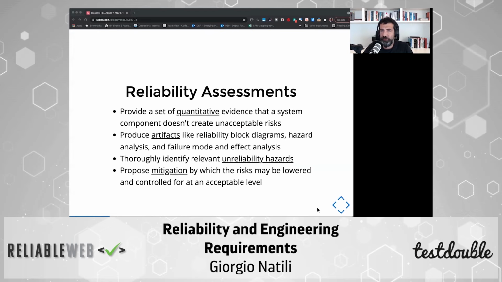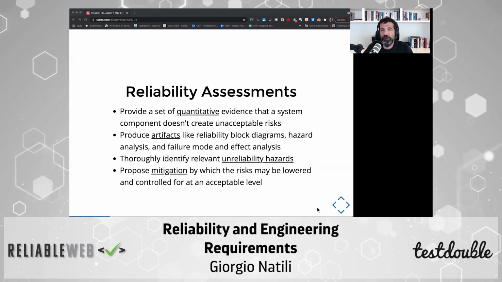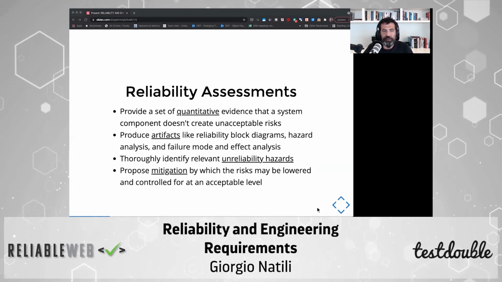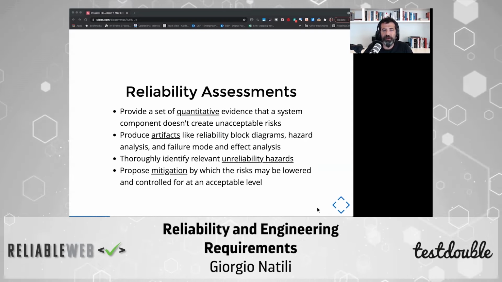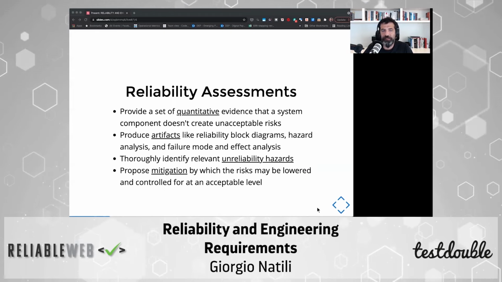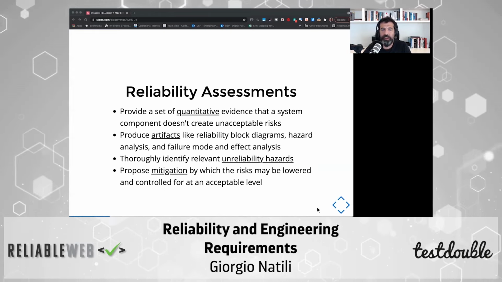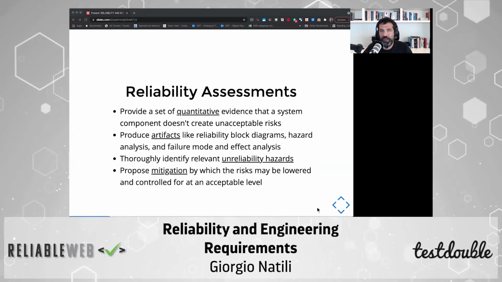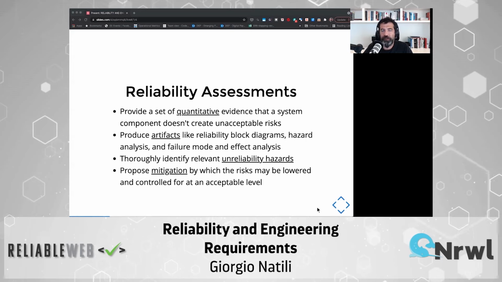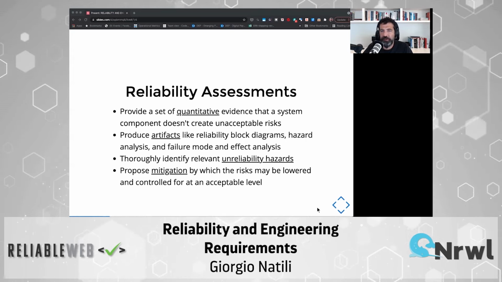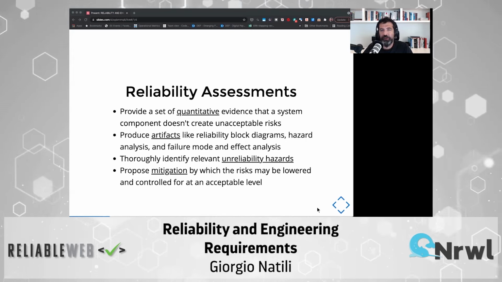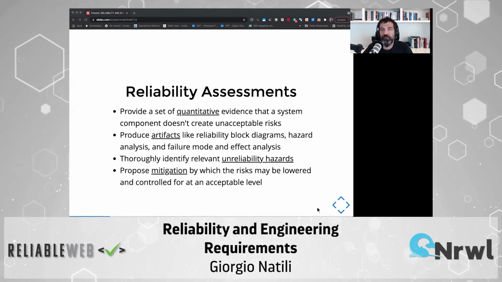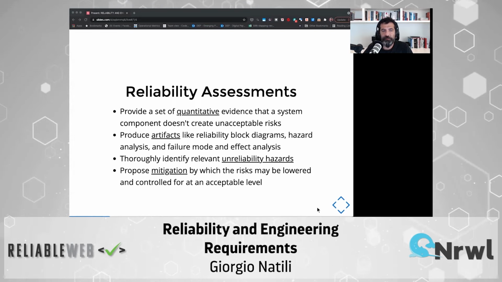Reliability can be achieved with several techniques, but the most important thing is that it should be assessed. To assess reliability, you need to provide a set of quantitative evidence that the system component is not creating any unacceptable risk. For instance, if your storage goes down, what is the redundancy that you're offering? If your service is going down, how much time is required to spin up a new instance of your service to bring back everything online?